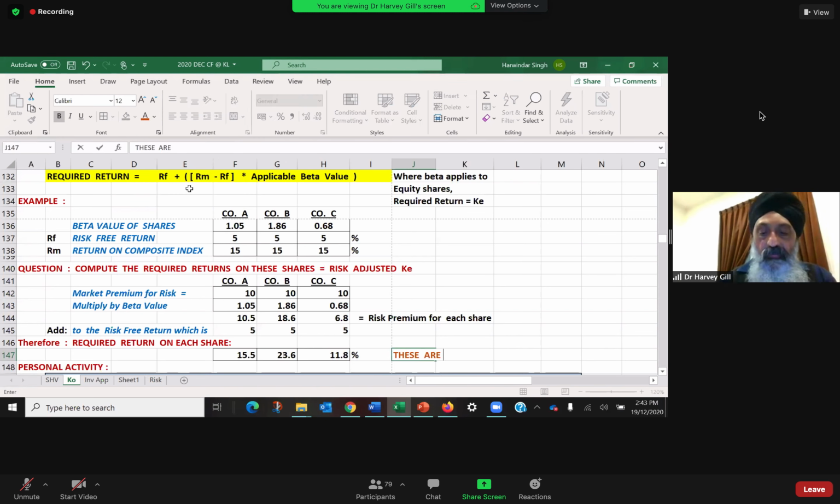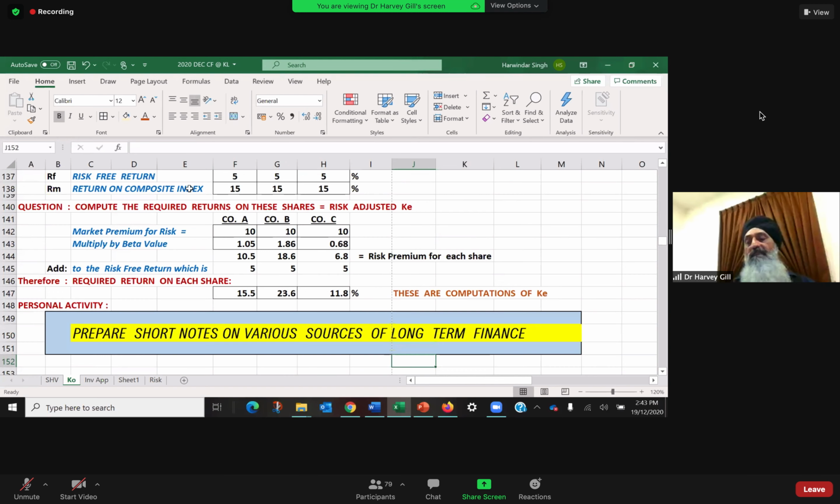These are computations of KE, one way of how you can work out KE.